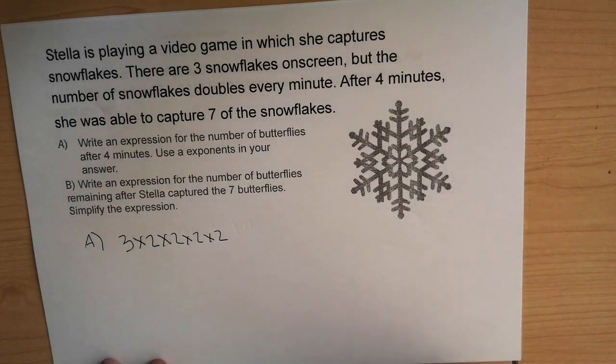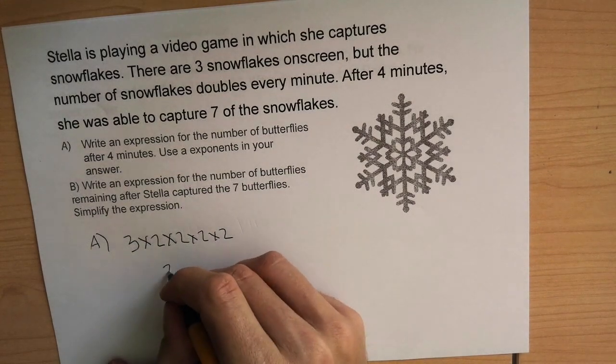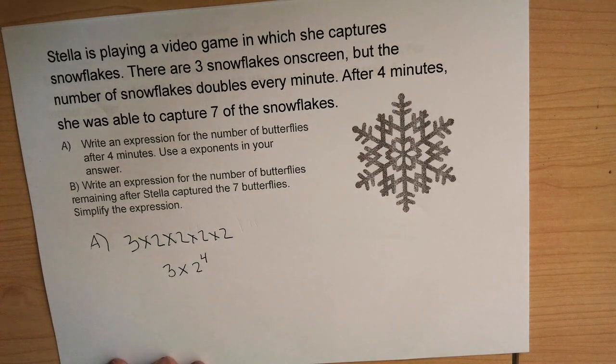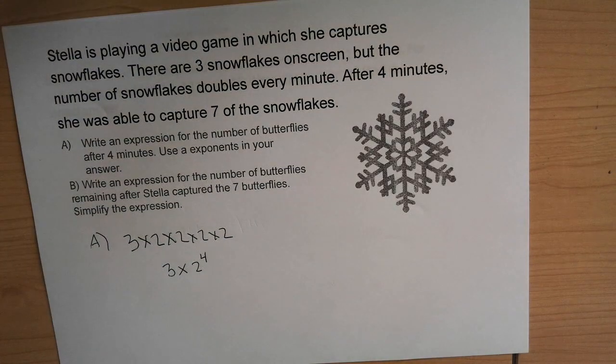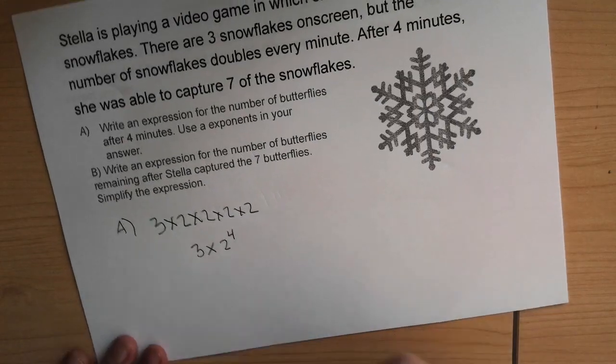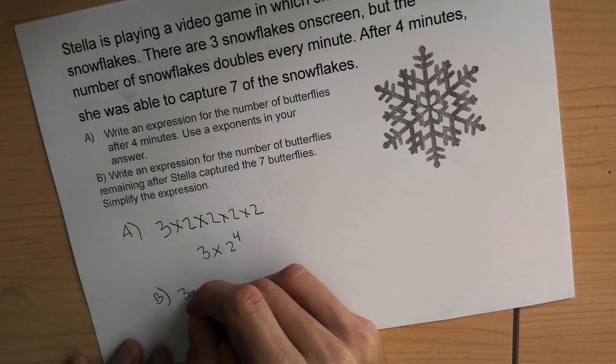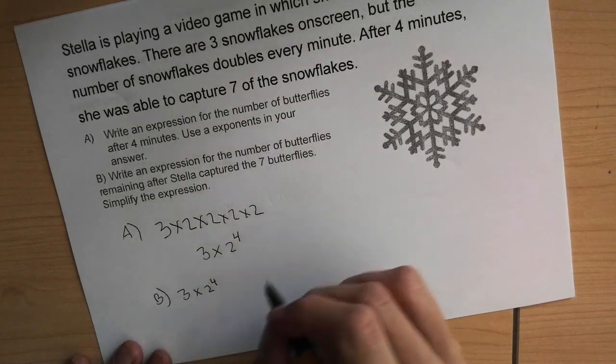So what would our expression look like in exponential form? So our expression looks like 3 times 2 to the 4th power. Write an expression for the number of snowflakes remaining after Stella has captured 7 snowflakes. Simplify the expression. I encourage you to pause the video and try this on your own. So the expression looks like 3 times 2 to the 4th minus 7.